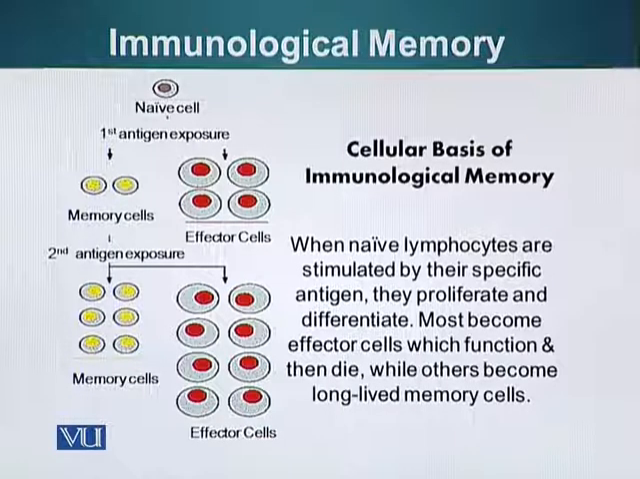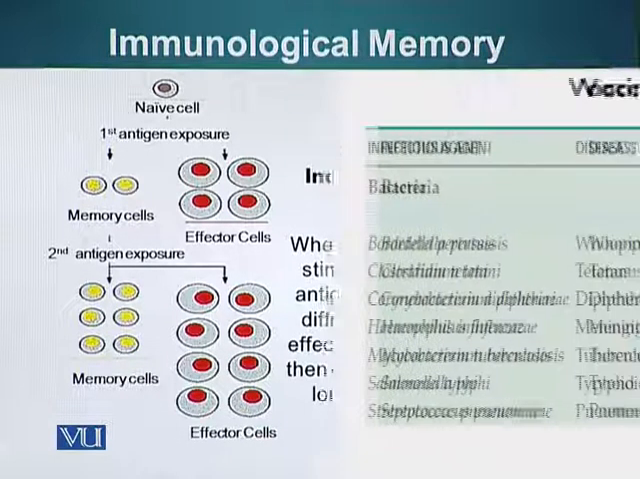Memory cells, however, are much longer lived, and after the first exposure, a greater number of these memory cells are produced and are present in the system. The second time the antigen is encountered by that animal, it is easier for memory cells to transform into effector cells. That is why we see such a sharp and more robust immune response the second time the same antigen is encountered. So here's the cellular basis of immunological memory.